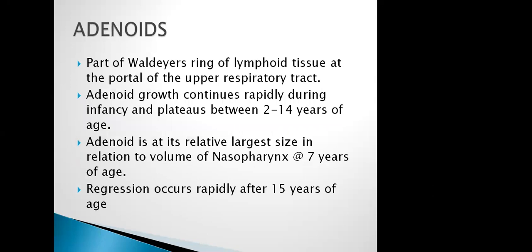The other most common condition in the pediatric age group is adenoid enlargement or adenoiditis. Adenoids are actually part of Waldeyer's ring of lymphoid tissue, and it is mainly located behind the choana, or the posterior part of the nasal cavity. The adenoid growth continues rapidly during infancy, and it plateaus between 2 to 14 years of age. Then it rapidly regresses after 15 years of age. The peak will be at 7 years of age. The adenoid size in relation to the choanal orifices is more relevant in causing symptoms.